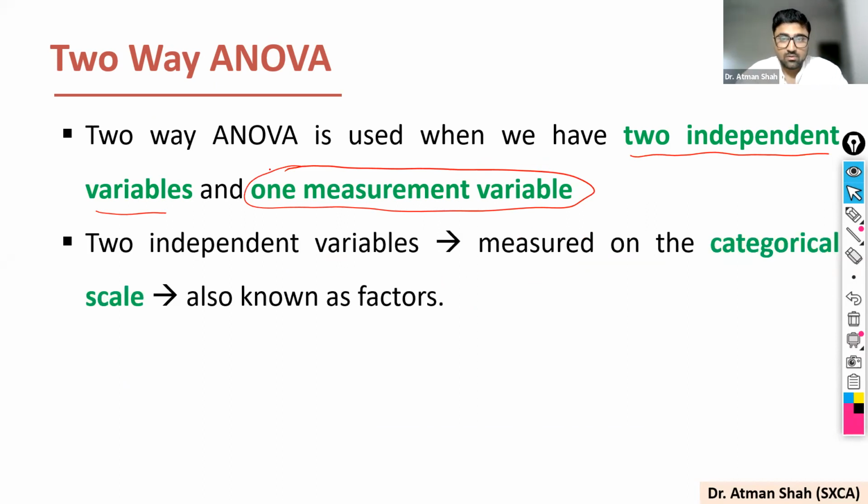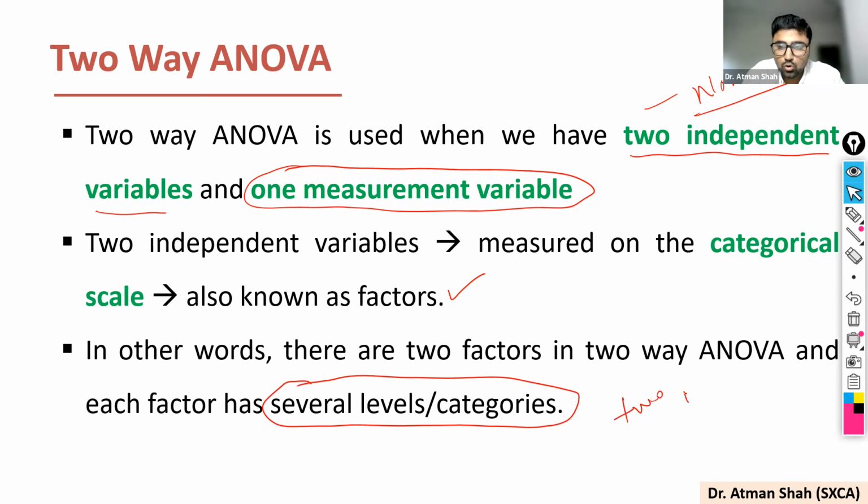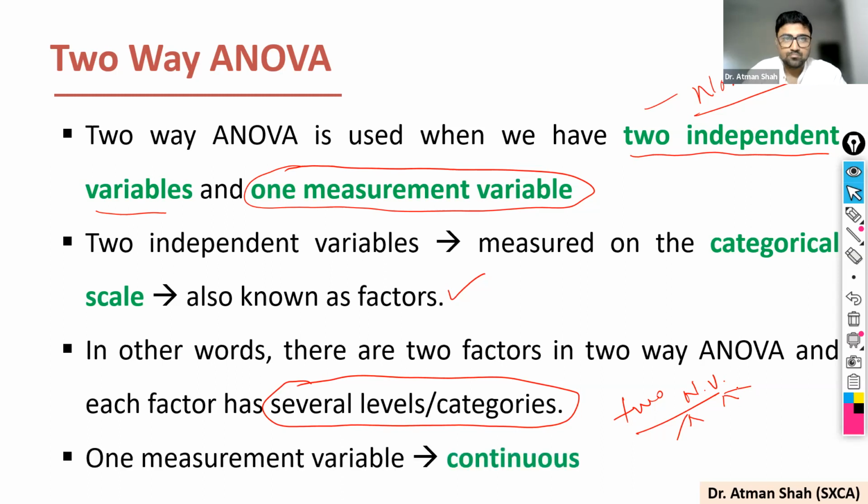These two independent variables are measured on the categorical scale, so they are nominal variables, and they are also known as factors. So in other words, there are two factors in two-way ANOVA, and each factor has several labels or categories. So we have two nominal variables, and each variable can have various categories: 2 categories, 3 categories, or 4 categories, right?